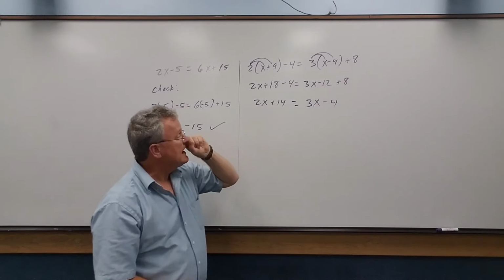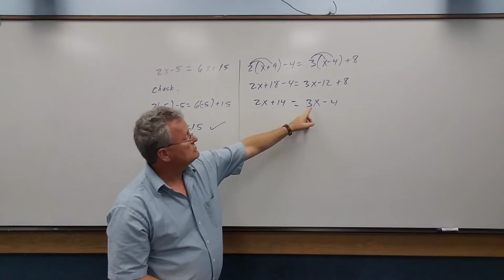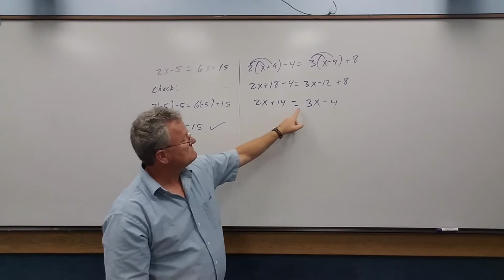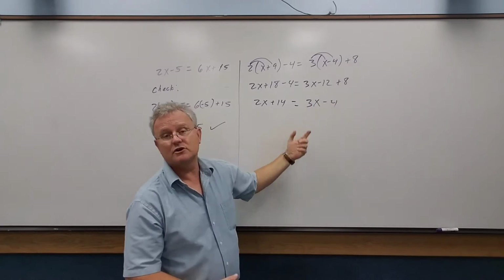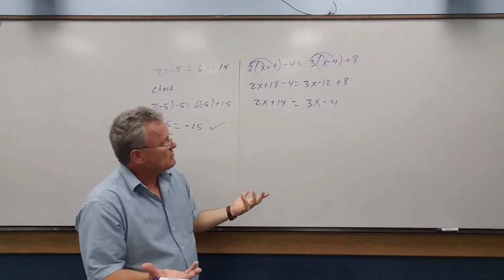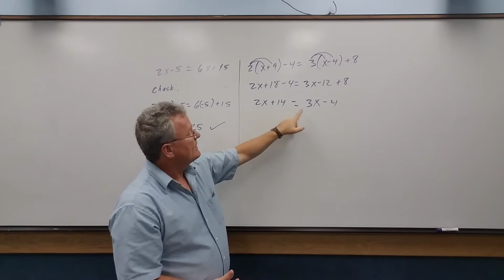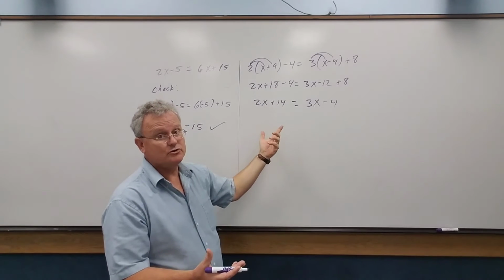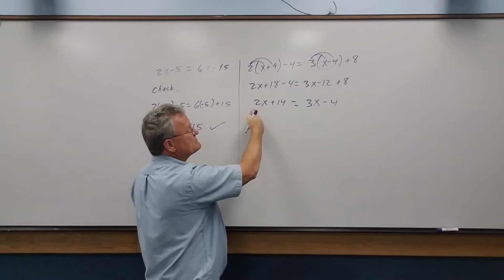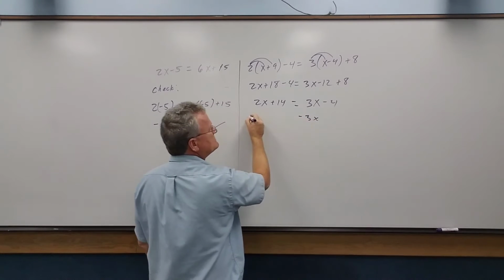So I simplified. Now we've got to move the x's to one side or the other. You could subtract 3x, or I could subtract 2x. I could subtract 14 from both sides, or I could add 4. It doesn't matter what you do, you just got to pick one of them. I'm going to start with the x. Again, you could subtract 3x or 2x. I'm going to subtract 3x this time. If you subtract 2x, you're going to get a positive x. But let me subtract 3x because it doesn't matter.